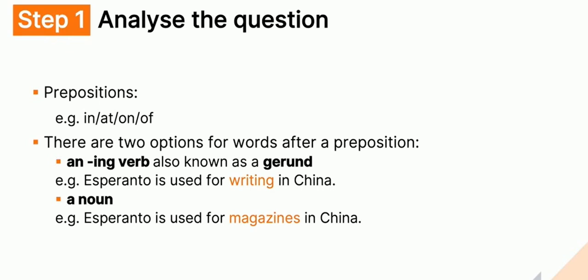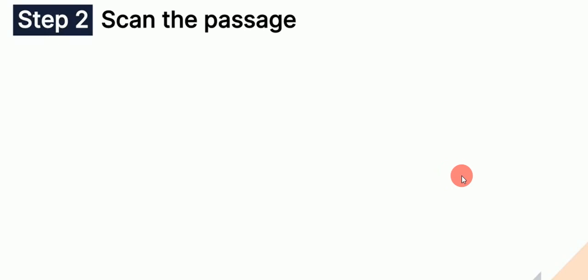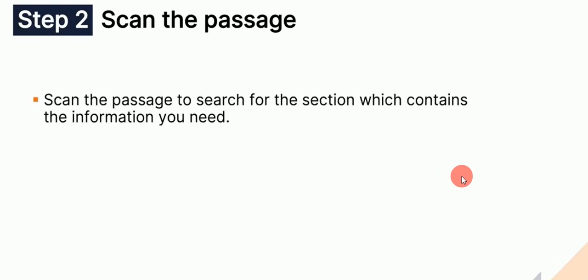Another option for a word that comes after a preposition is a noun itself. You could say, Esperanto is used for magazines in China. It doesn't have to be a standalone noun like magazines. It could be a noun phrase. For example, expensive magazines, some magazines, or university-published magazines. The main thing to remember is that a preposition is followed by either a gerund or a noun or noun phrase.